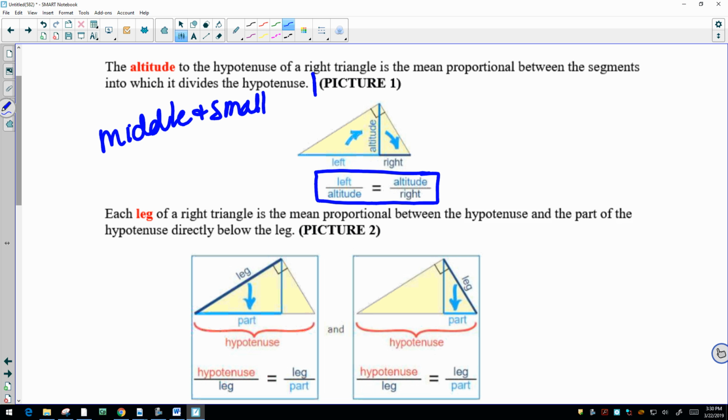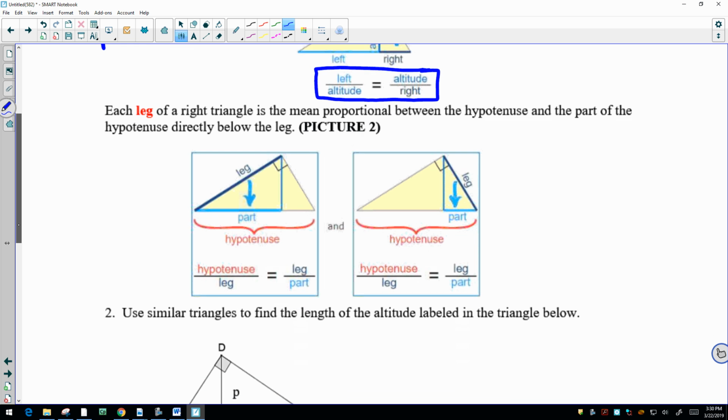I like to refer to this as picture one. Some people call it other things. The leg altitude adjustment, I guess. I like to call it picture one. It's just the first picture we drew.